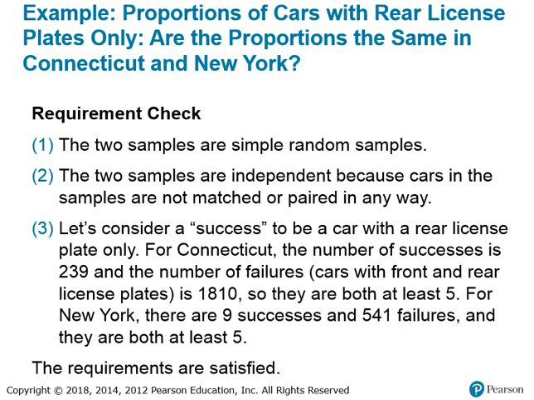So first we have to check our requirements. The two samples, as far as we know, are simple random samples. They are independent because what one car does is not going to affect another car. The only way they would be affected is if they were owned by the same person, and since they were simple random sampled, they probably are not. And then if we check our number of successes and failures, the number of successes for Connecticut was 239. The number of failures was 1810, so those are both greater than 5. New York had 9 successes and 541 failures, so again, we're both bigger than 5.